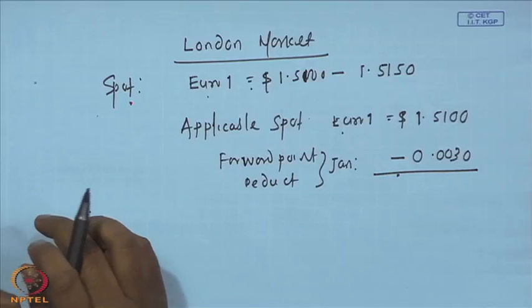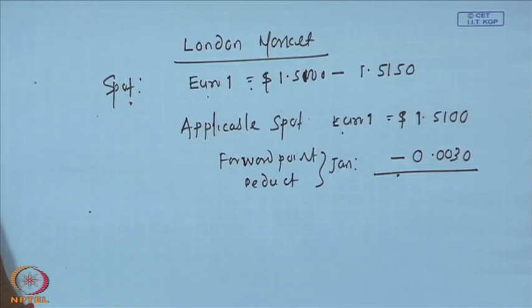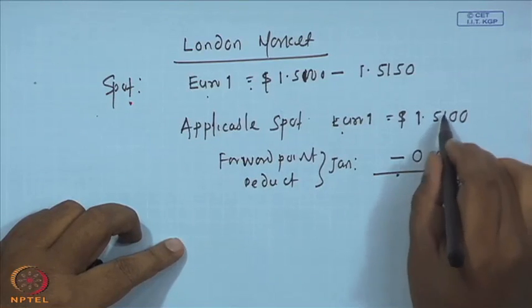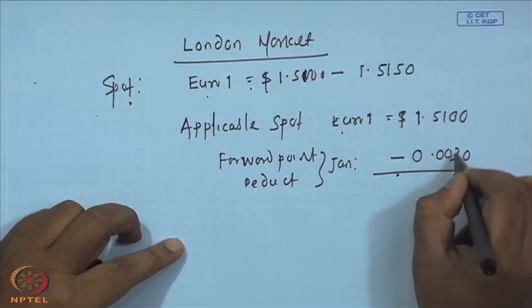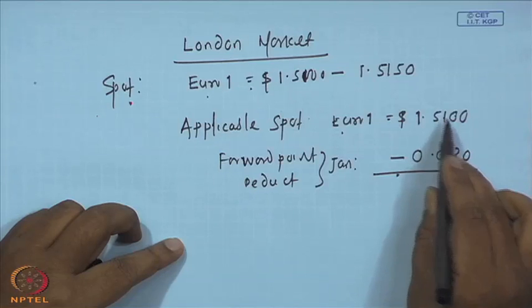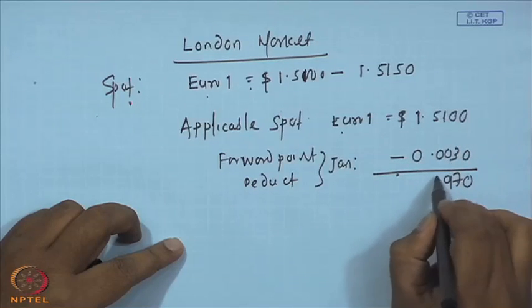When I deduct, what I am getting out of that? And 0 is 7, 0 it is 7 and it will be 9, 4.